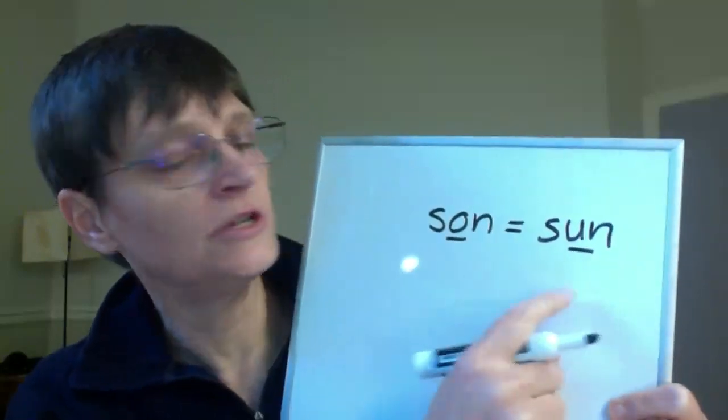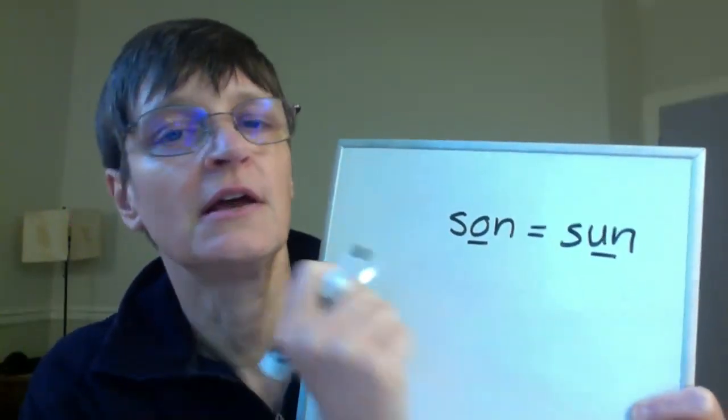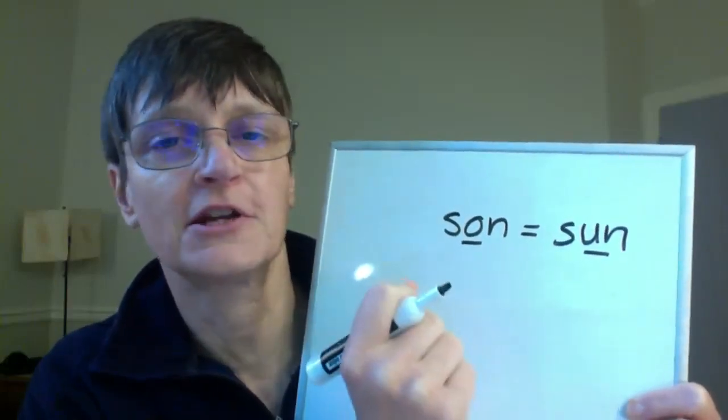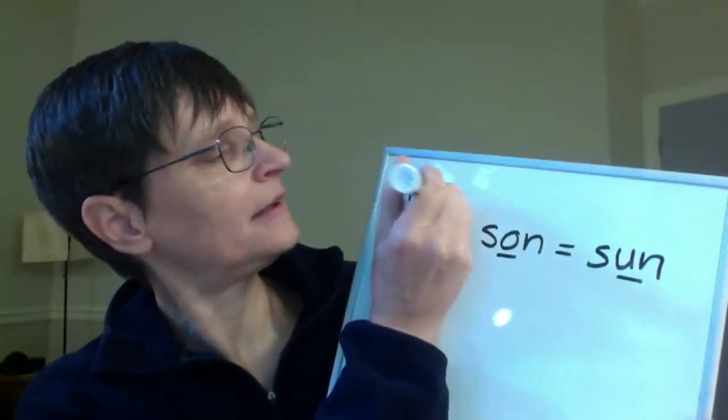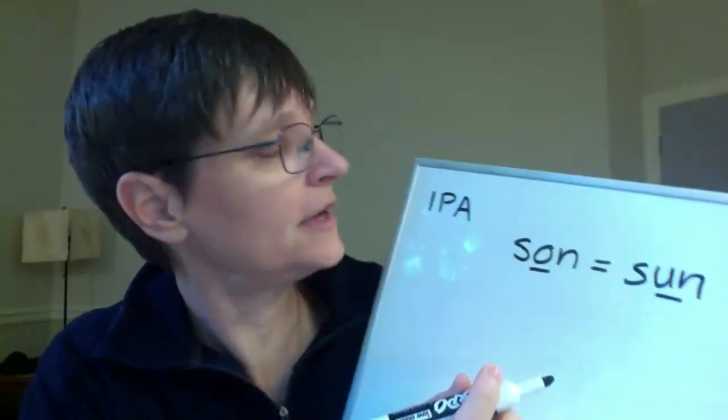So I like to use the IPA symbols for showing pronunciation. Those are the symbols that you'll see in an online dictionary or a regular dictionary. And the ones that I use are called IPA. And the dictionary I use is called the Oxford Learner's Dictionary. And I'll show you that later.